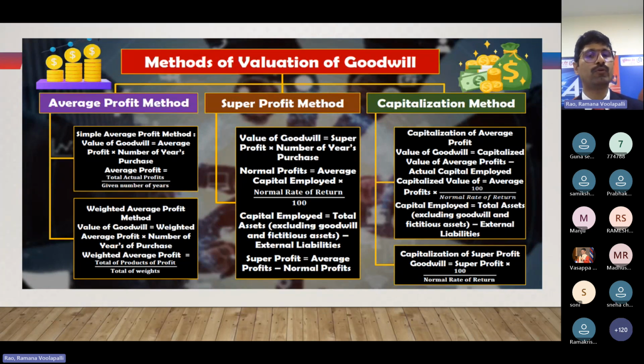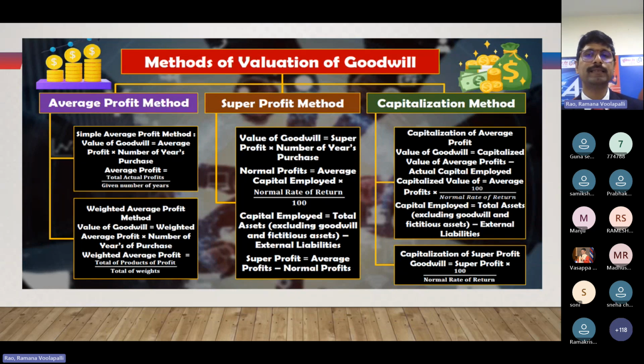Capital employed is nothing but total assets excluding goodwill and fictitious assets minus external liabilities. This is what the capital employed is. So super profit is equal to average profit minus normal profit. Average profit, we know how to calculate: it is total actual profit by given number of years. And normal profit we have discussed earlier: average capital employed into normal rate of return by 100.